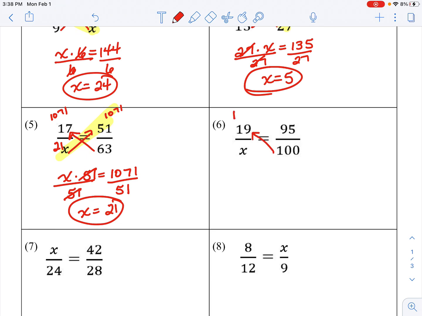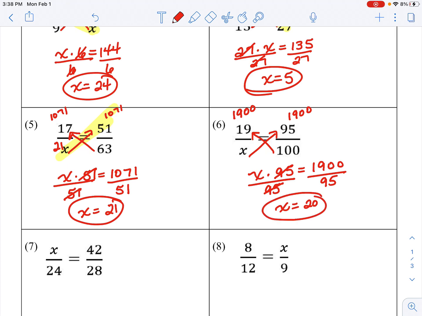100 times 19 is 1,900. I'll get that out. So x times 95 has to equal 1,900. Instead of multiplying by 95, do the opposite and divide by 95. So you get that x by itself. And whatever you do to one side, you do to the other. So 1,900 divided by 95 is 20. So your missing number right there would be a 20.